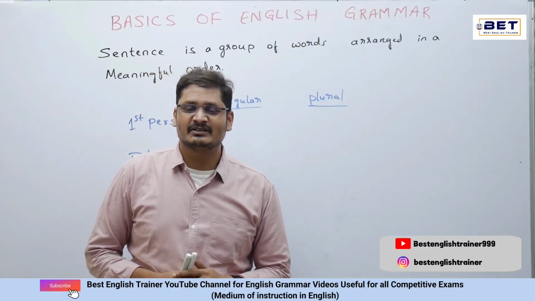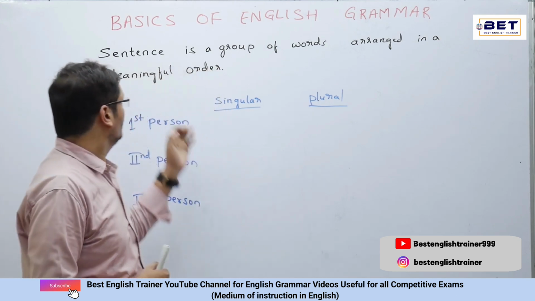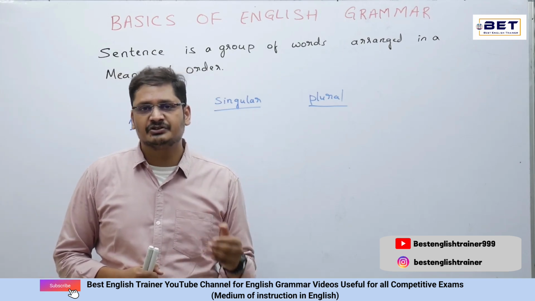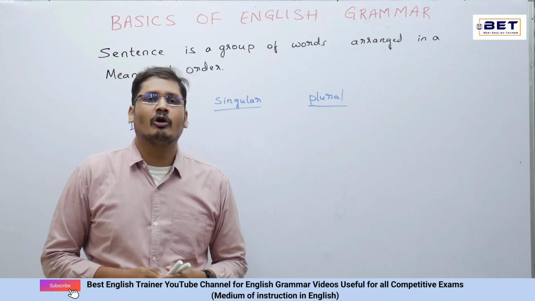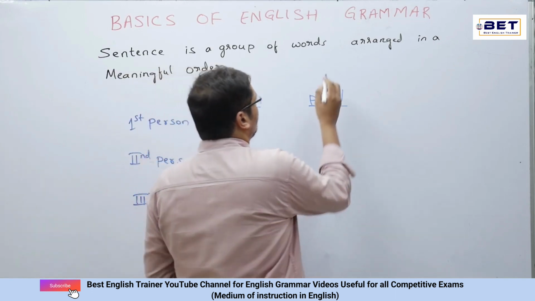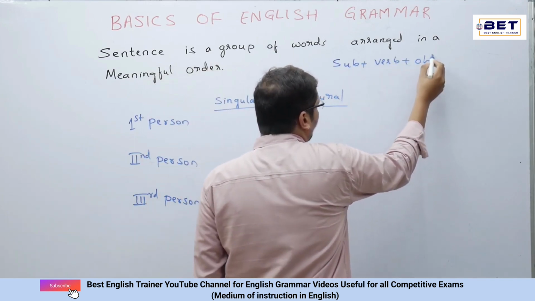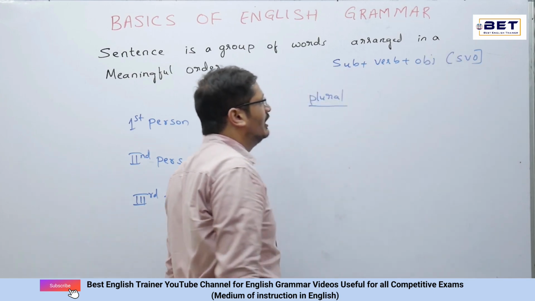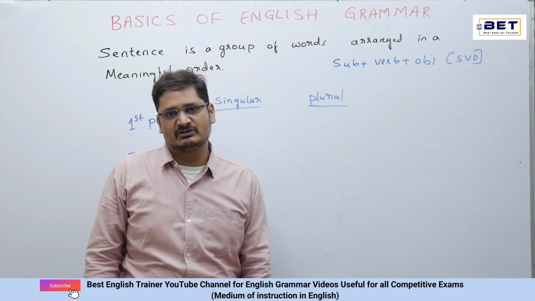In this video, we'll be discussing the basics of English grammar. Let's see the first sentence. Okay, so what is a sentence now? A sentence is a group of words arranged in a meaningful order. Now, what is this meaningful order? The meaningful order would be something like this. For example, subject plus verb plus object. That's altogether SVO, subject plus verb plus object. We generally call it a sentence. That would be a meaningful sentence.